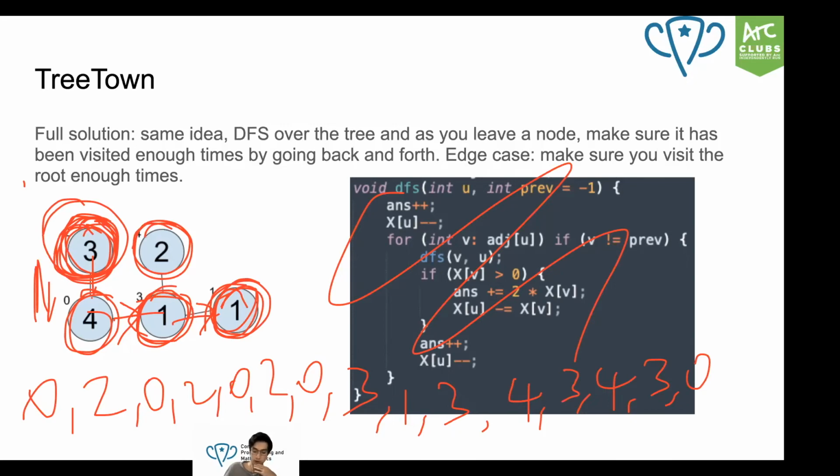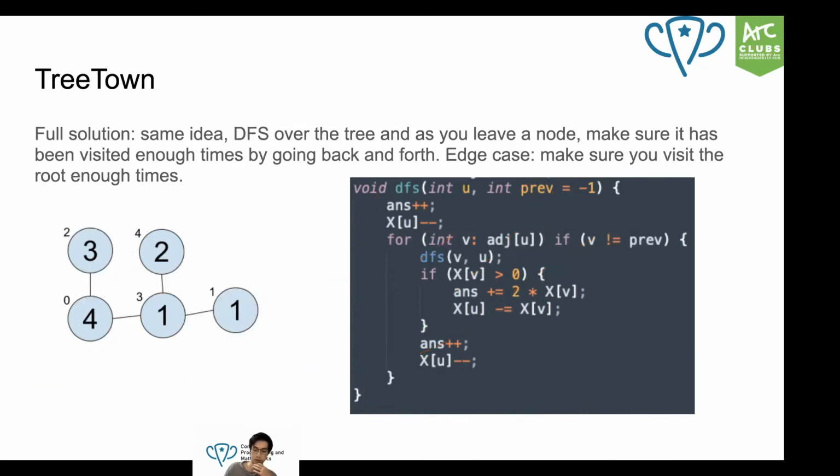And if you've seen a DFS before, then hopefully this will make a little bit of sense. If you haven't seen it, then I don't think there's much point explaining it in the interest of time. But yeah, you can see that we decrement X to say that we've gone to this node once, and we also decrement it on the way back. And so for each child, we DFS to it. And then if it hasn't been exhausted yet, then we wiggle back and forth the number of times that it needs to finish, the number of times remaining on it.